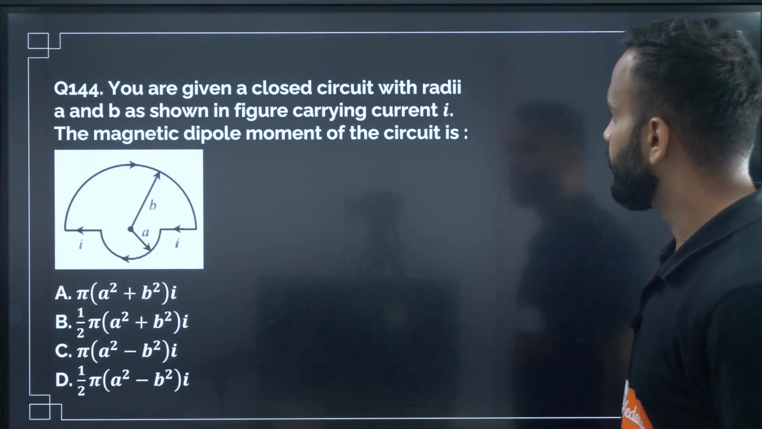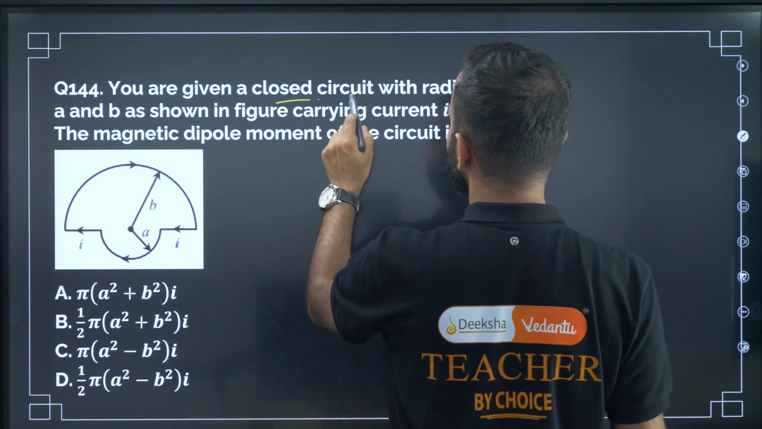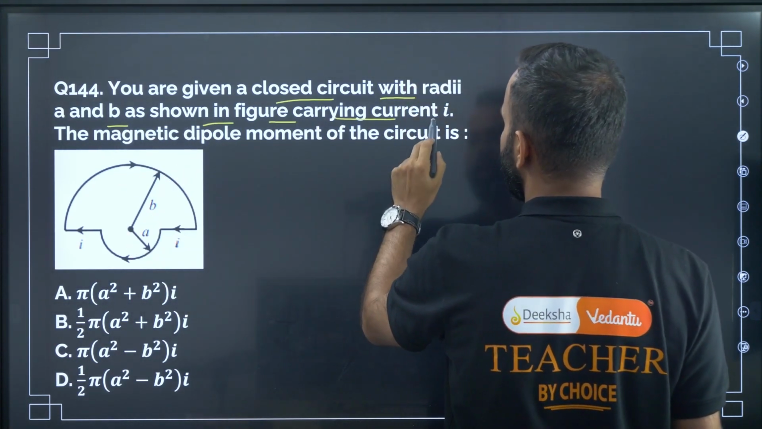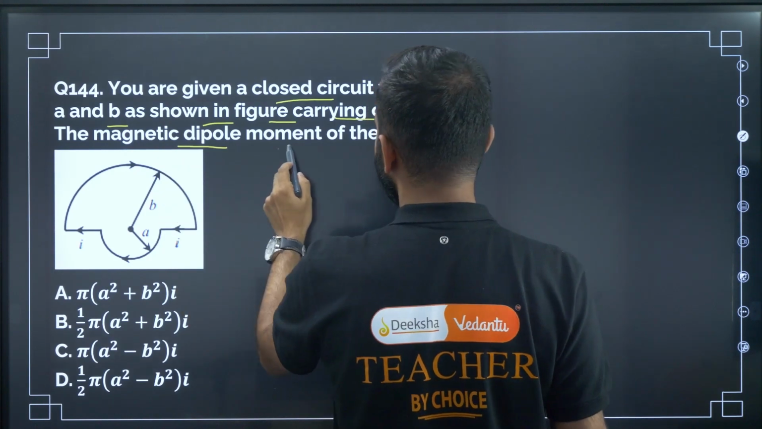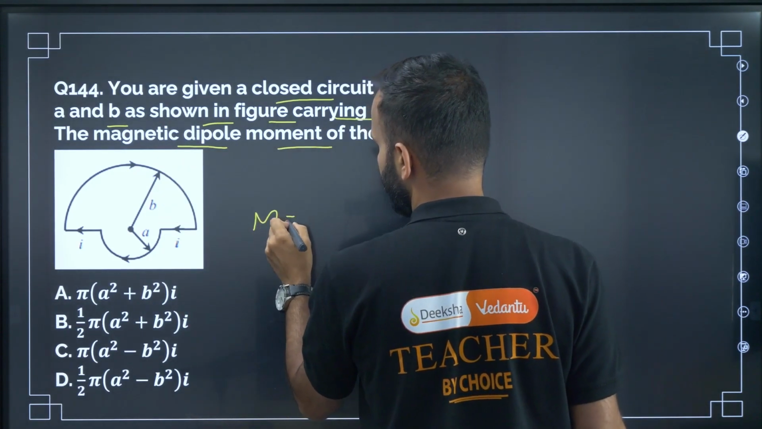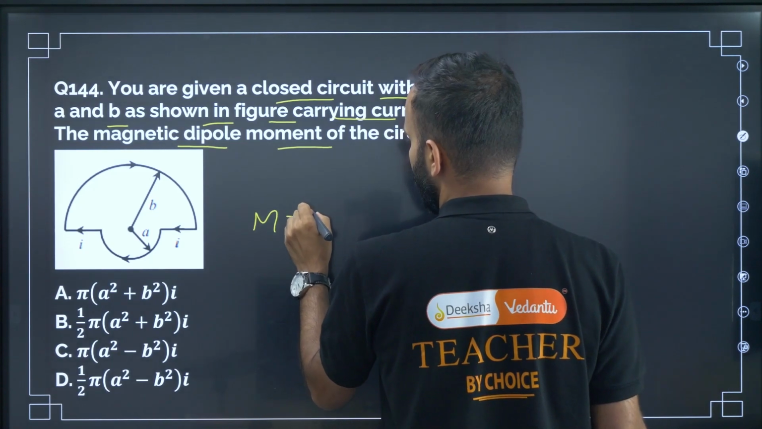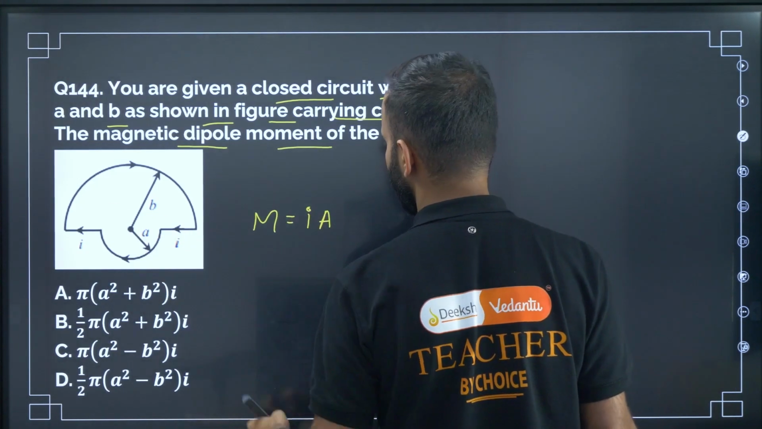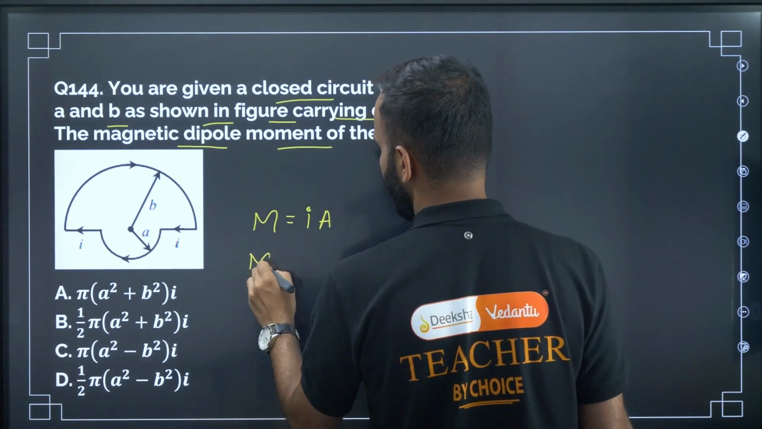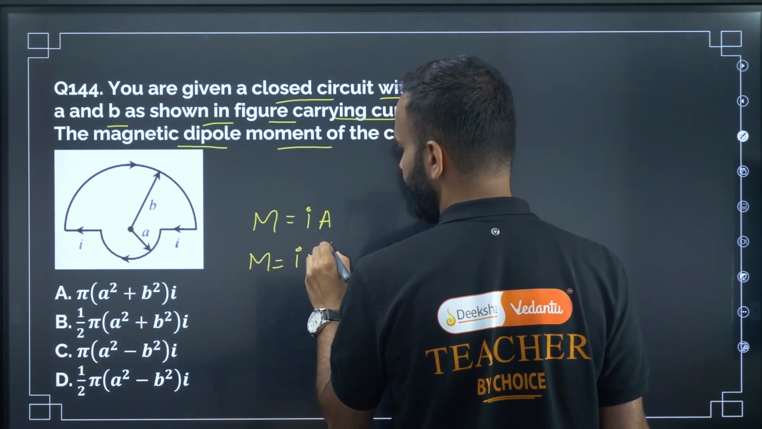Next question, question number 144. You are given a closed circuit with radii A and B as shown in the figure, carrying current I. The magnetic dipole moment of the circuit is, the simple one, right? Magnetic dipole moment of the circuit, M equals I, the current flowing through this circuit, into area A, right? Now M is equal to current I into area.